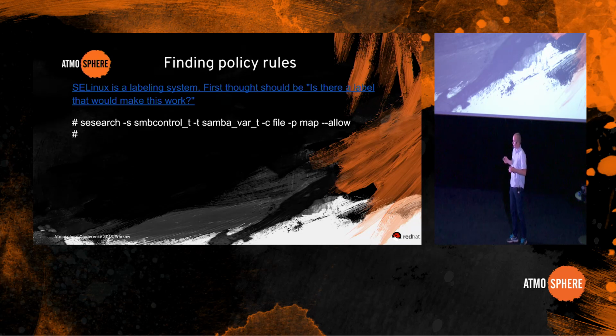sesearch is a very useful tool. It basically searches through the policy, and you can use different criteria. You can even omit some of those criteria. Like if you omitted -t samba_var_t, sesearch will show you rules where the process smbcontrol_t can map some file, and it would be allowed. As a result, there are some rules, and there are some labels you can use. But as it looks now, it is a bug in the SELinux policy.